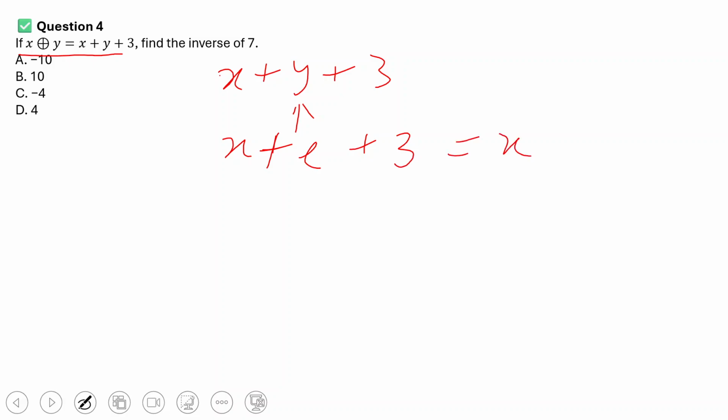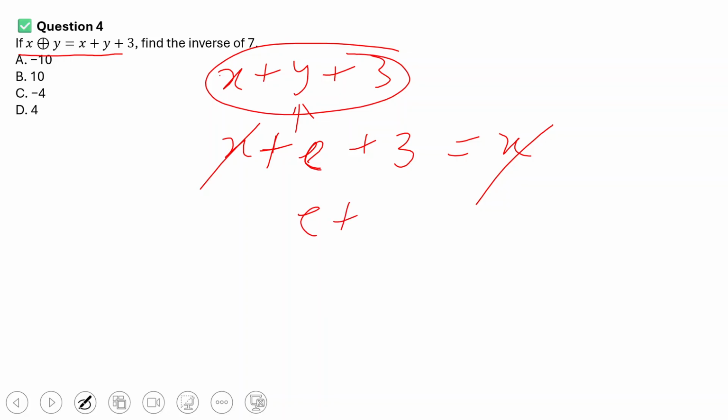This is how you write it. From here, you write x, then having y, you put the identity element e, then plus 3 is equal to x. So what is the value that will make this still be x? That's what identity is. So what we'll do is subtract x from both sides till this goes out. So we have e plus 3 is equal to 0, where e is the identity element. So the identity element now becomes minus 3.